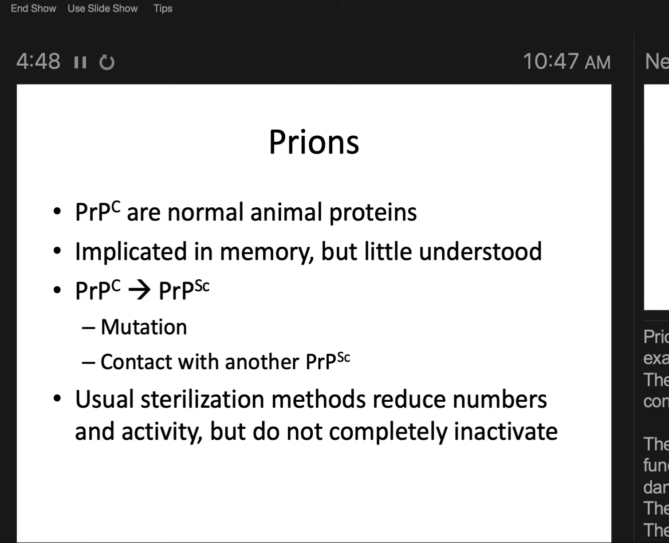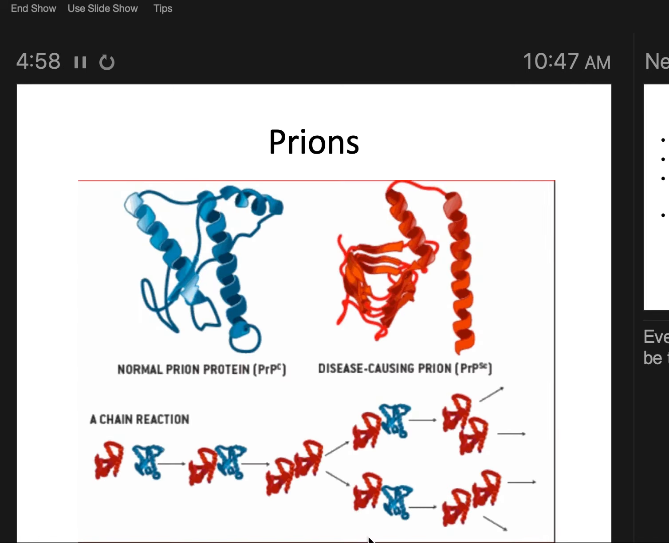So how does contact with another prion, this is not a virus, it doesn't infect cells in the same way, so how does contact with another disease-causing prion create new prions? Well, it's a conversion process. So here's a normal prion protein in blue. Here is a disease-causing prion in red. And so the disease-causing prion, if it comes in contact with a normal prion, it does something to it. It grabs it and it changes it. So it passes on its misfold.